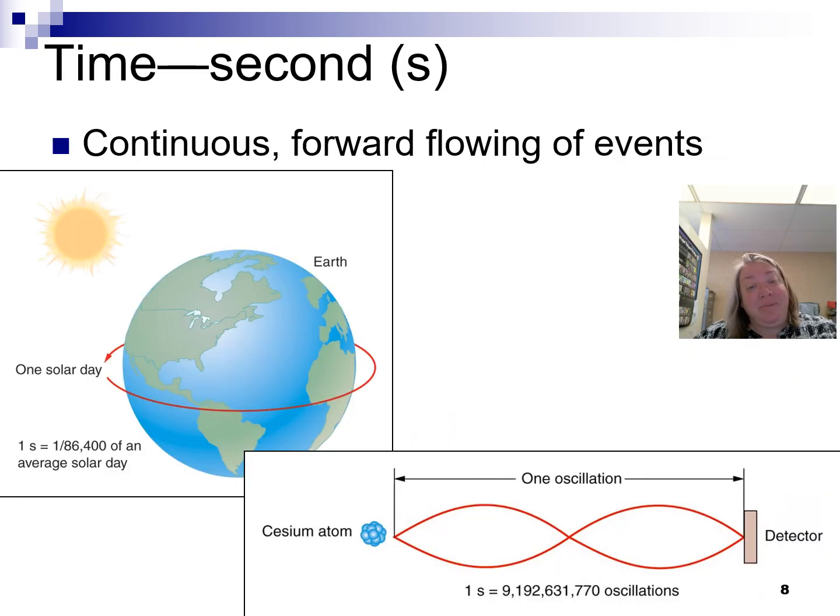Now, time is measured in seconds. I like this definition: time is a continuous forward flowing of events. We can't go back in time, no matter how much we would like to sometimes. We can only go forward and we can only go through whatever it is that we happen to be going through. Now, this is based on the rotation of the Earth, or the atomic clocks are actually going to use the vibration of a cesium atom to be able to say what that second is.